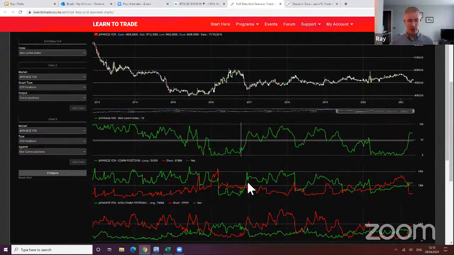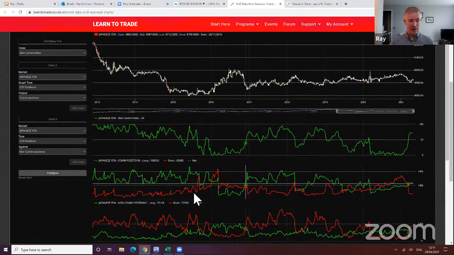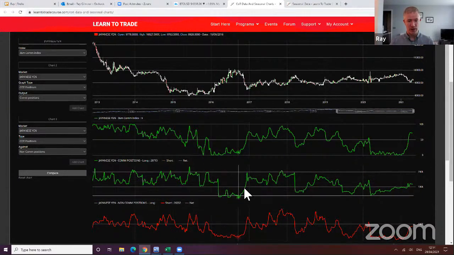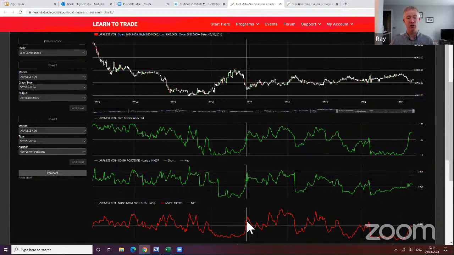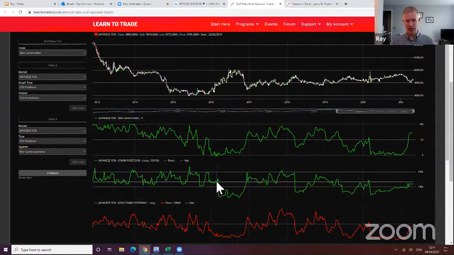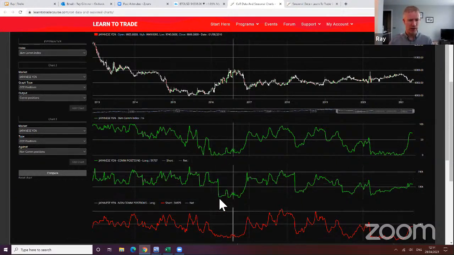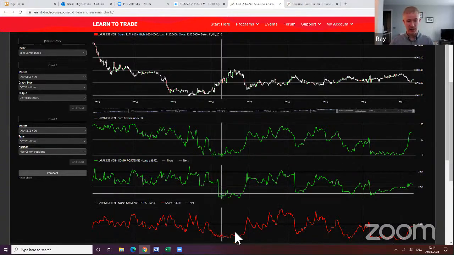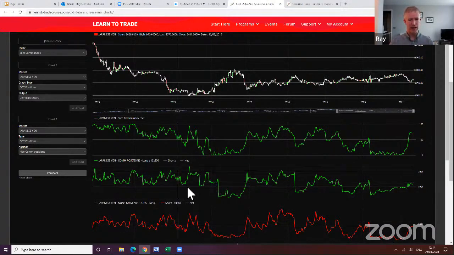Whenever the commercials, the people that touch the stuff, are buying, I'll turn off this, and I'll turn off that. So if you look, whenever the commercials are buying, it's the non-commercials that are selling. So they're generally on the opposite side of each other. Just in case it confuses people, these are always buying, these are always selling. That's just the nature of how they operate. And we can use that to our advantage either way. It doesn't matter which side we're looking at.